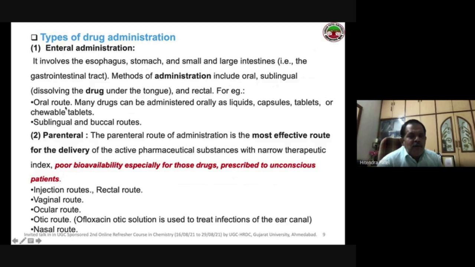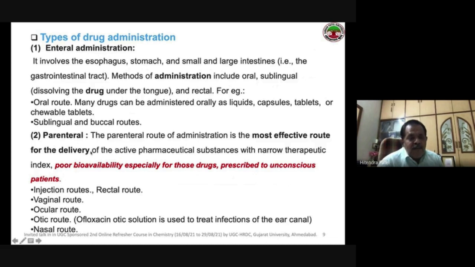When we talk about the oral route of drug administration, the drug molecule is administered orally as a liquid, or a solid, in capsule form or tablet form, or maybe as chewable tablets, and also by sublingual or buccal routes of drug administration. And another kind of drug administration is the parenteral route of drug administration.